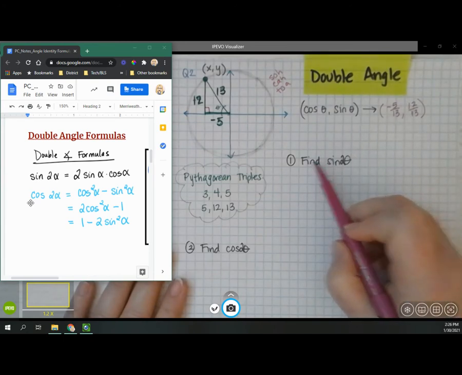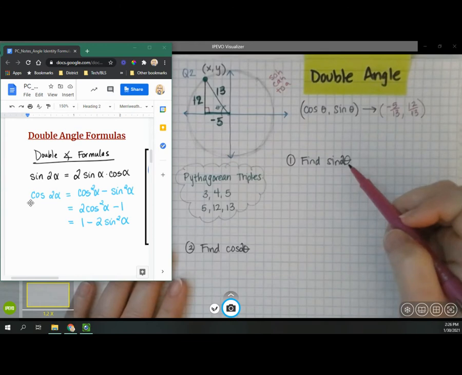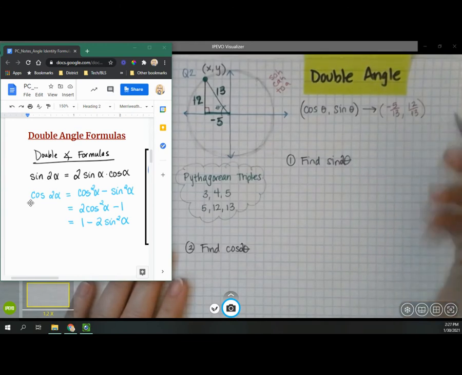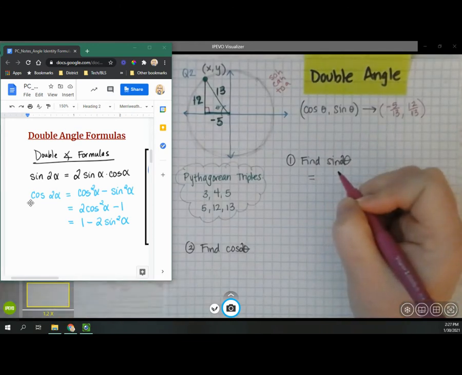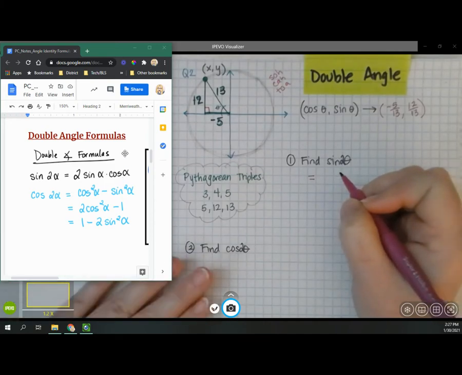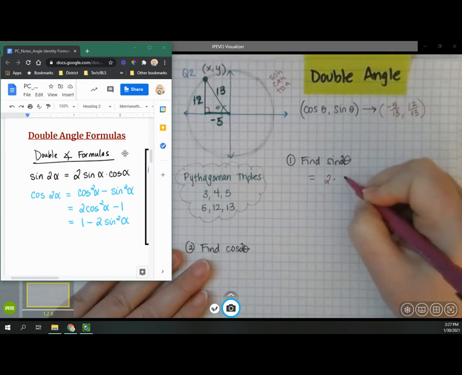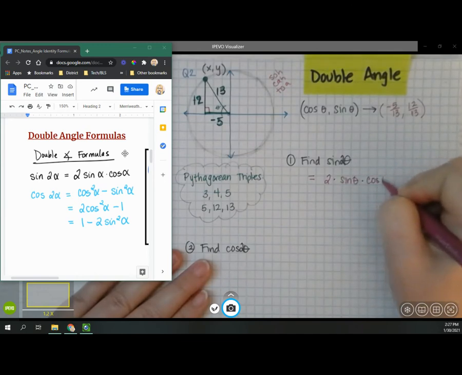So here we have find sine of 2 theta. We only have one formula that will work for 2 theta, and that formula is, by looking at that notes page, 2 sine theta cosine theta. You can also use alphas to represent the angle. I'm going to use theta. 2 times sine theta times cosine theta.